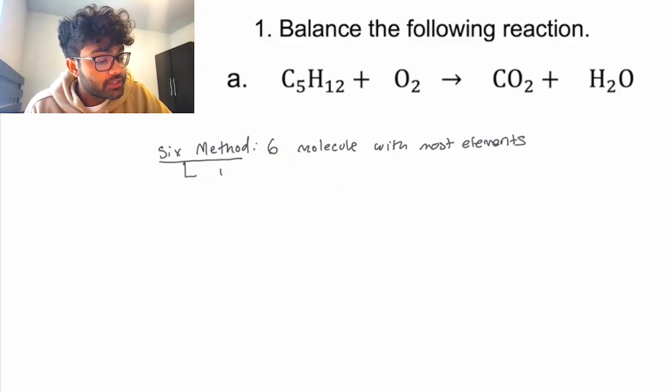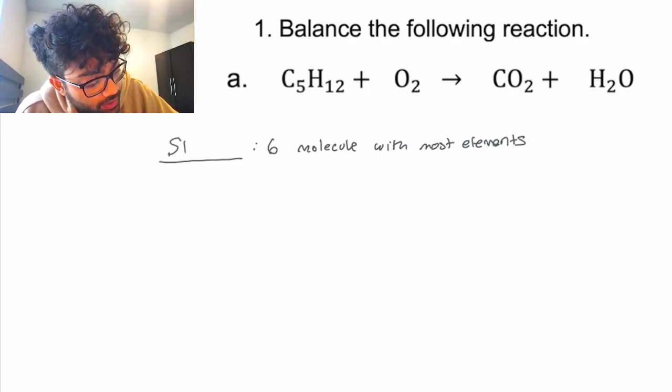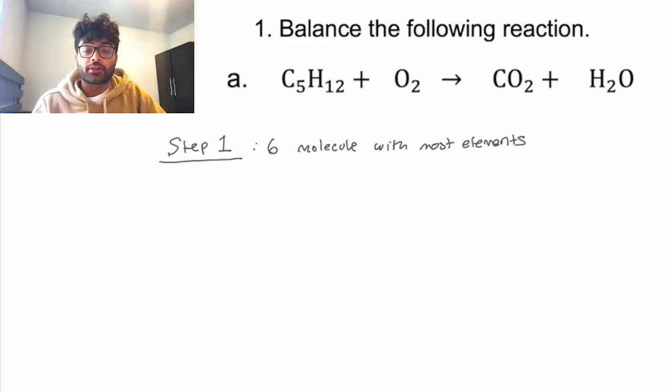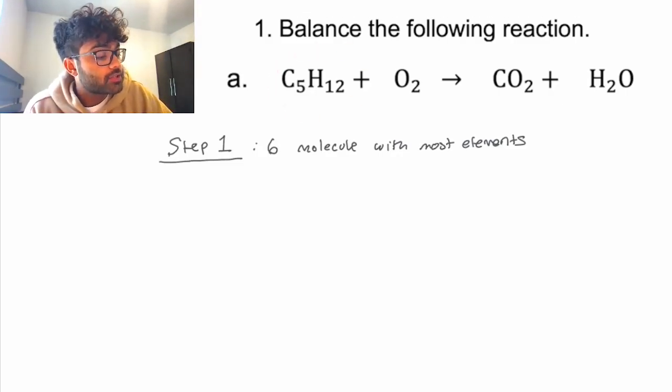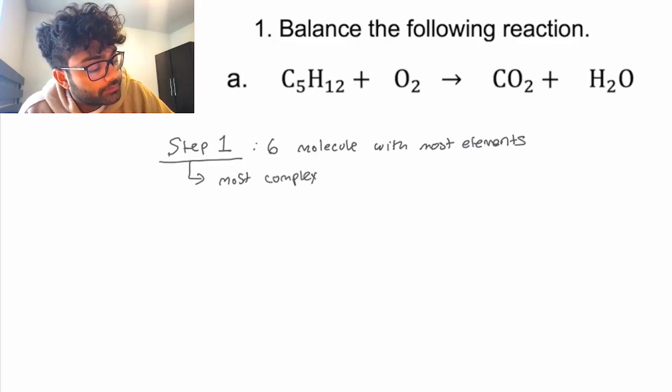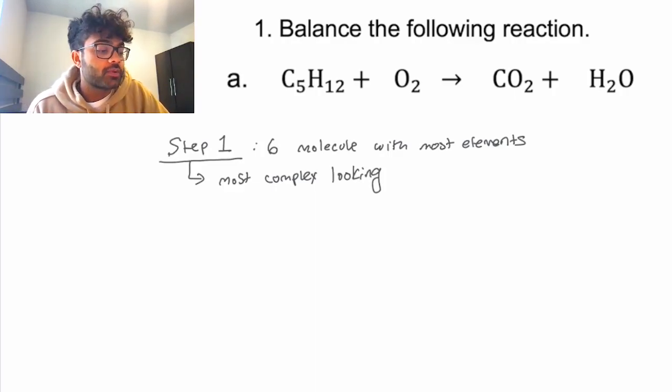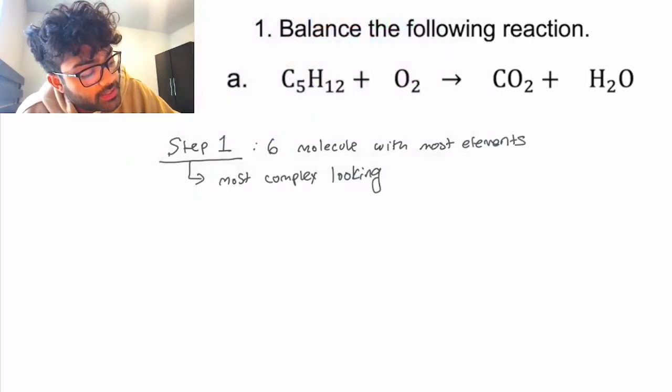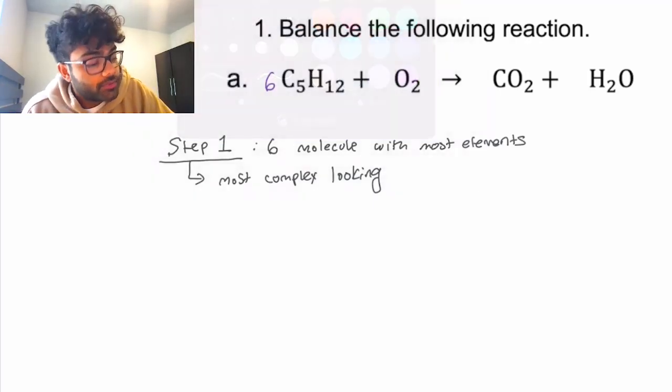So the first step in using the 6 method is actually exactly what I described. So this is our step 1. We're going to place a 6 in front of the molecule with the most elements. We have C5H12, CO2, and H2O are all candidates. They all have 2 elements. In those cases, we're going to pick the most complex looking molecule. So here, clearly, C5H12 looks the most complex. So let's put a 6 there. And now we're ready to move on to step 2.